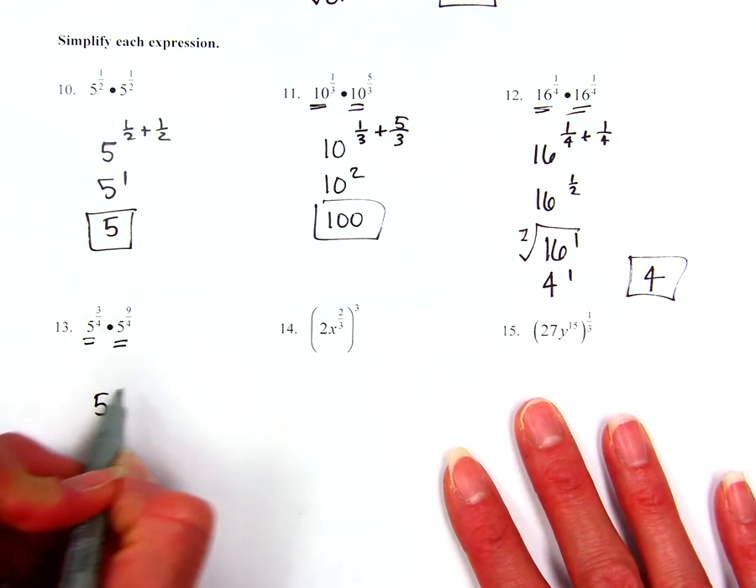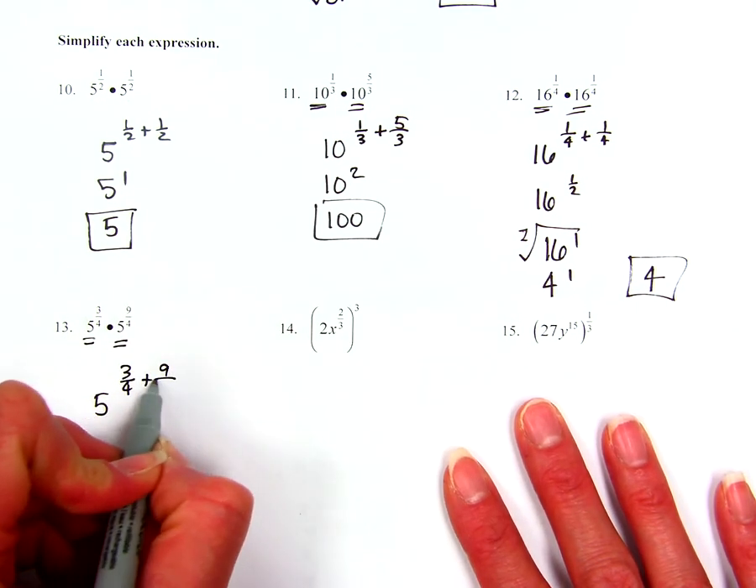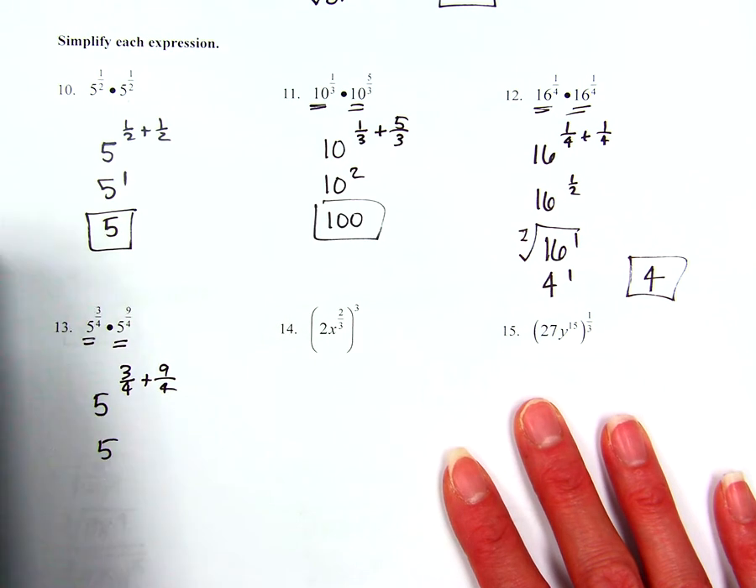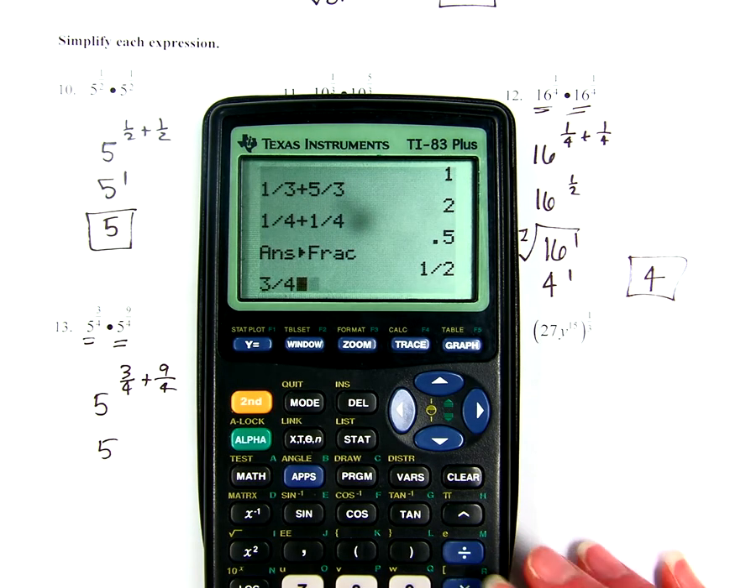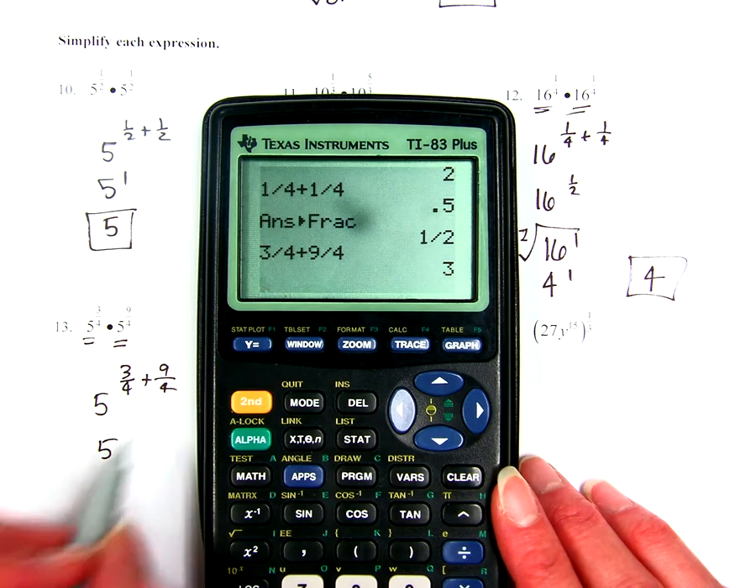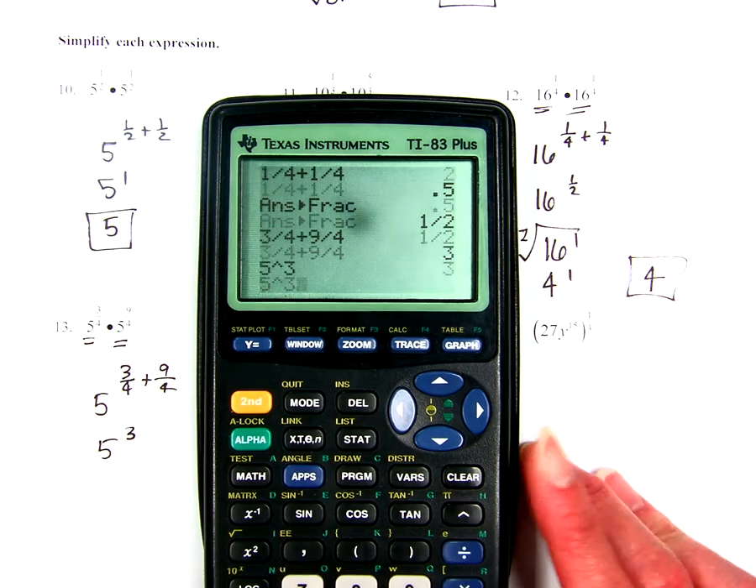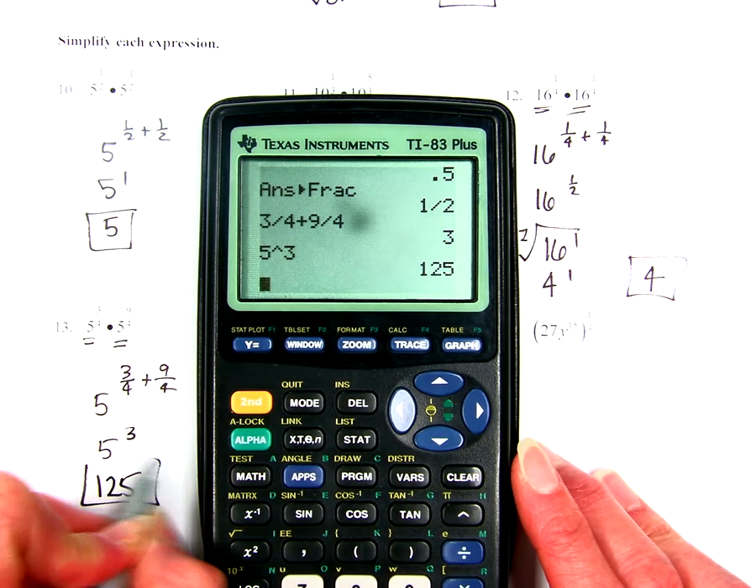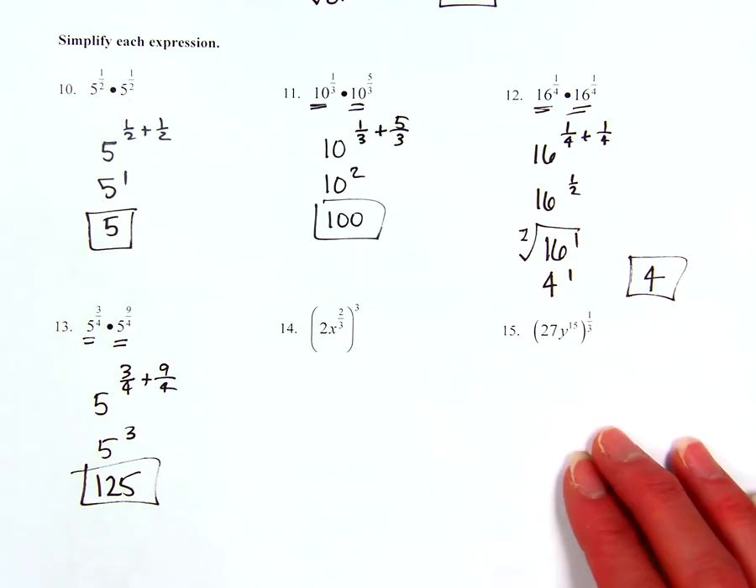All right, last one like that. We have a base of 5. So we're going to add 3/4 plus 9/4, and that's going to give us 12/4, which is 3. So 5 to the third. If you don't know what 5 to the third is, you can figure it out, and that gives you 125.